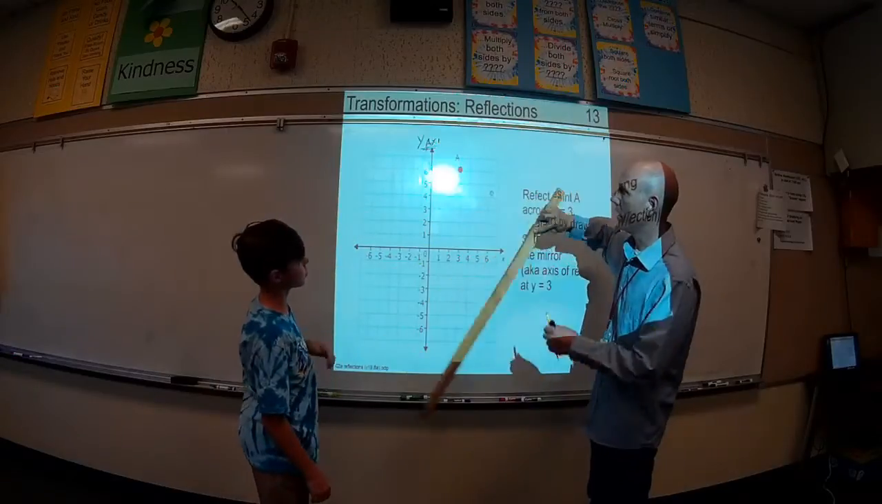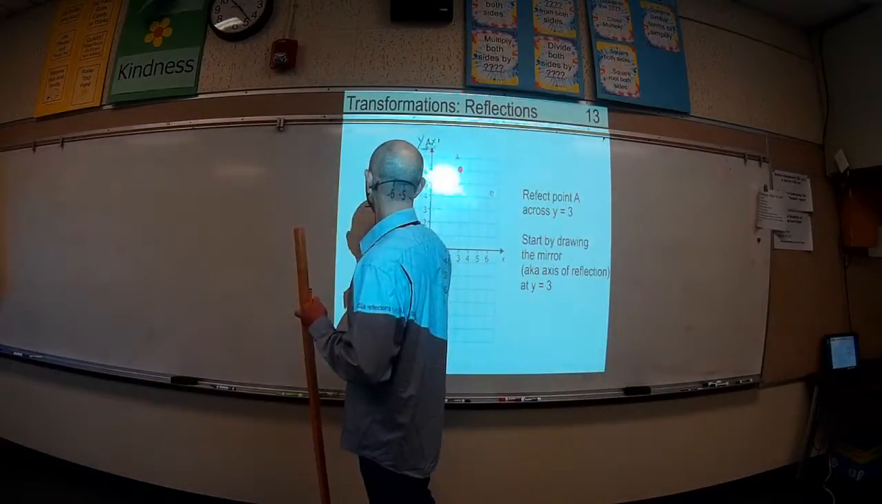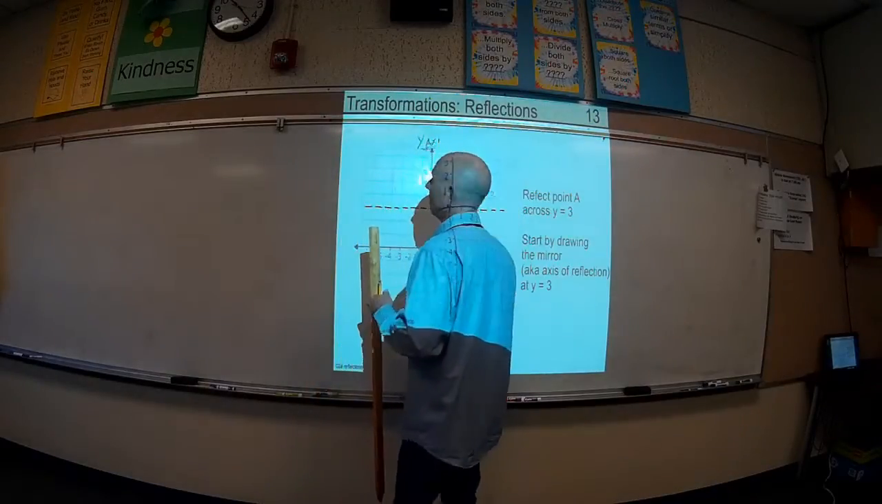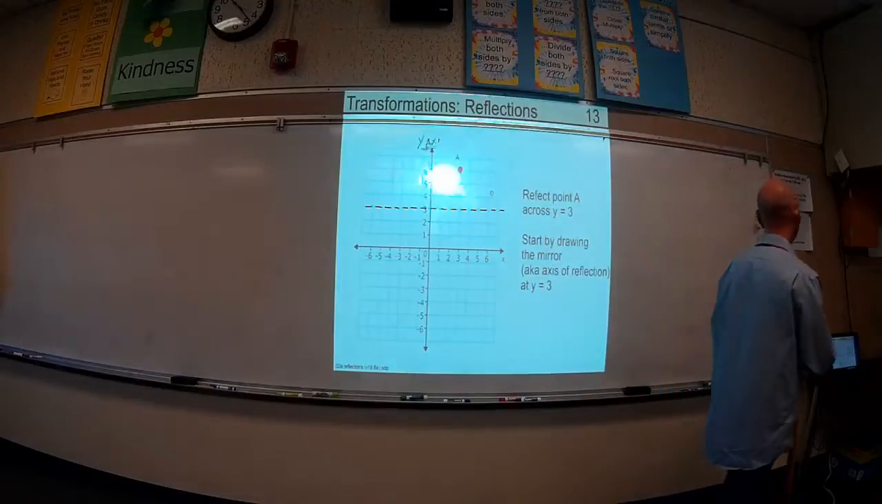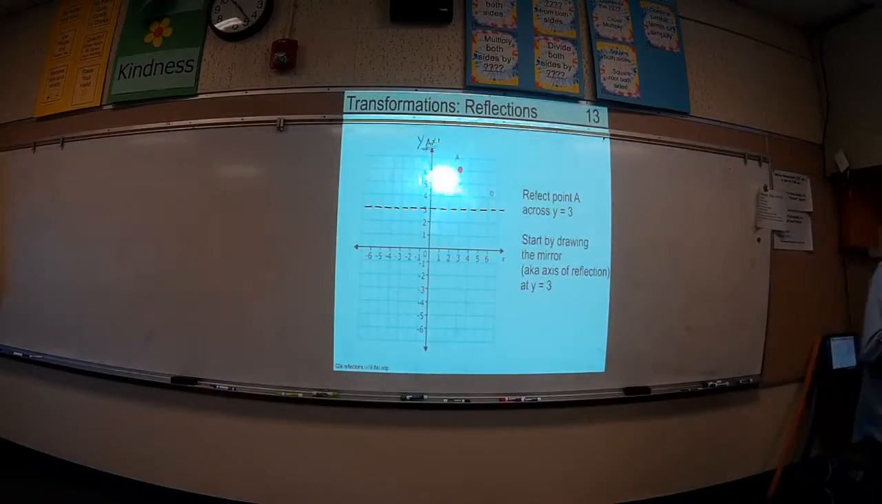If I put this mirror right there, so let's draw a mirror. We're using a dashed line. Can you draw in a mirror? That's your axis of reflection. Draw that in with a dashed line. Dashed line. Now mirror it.